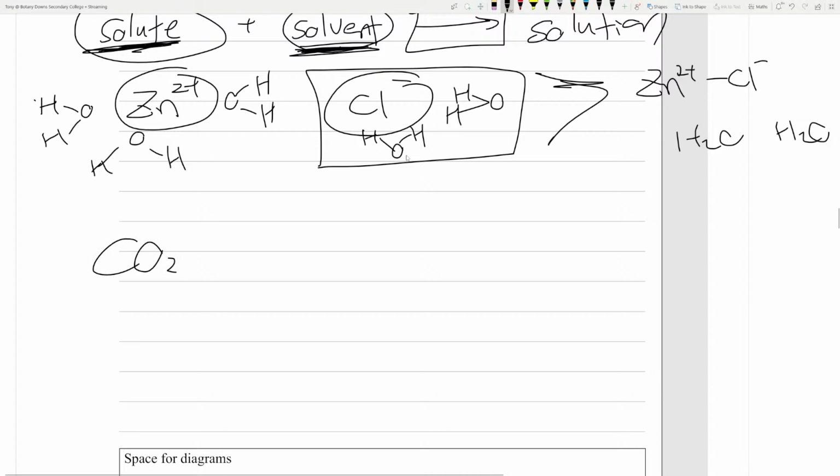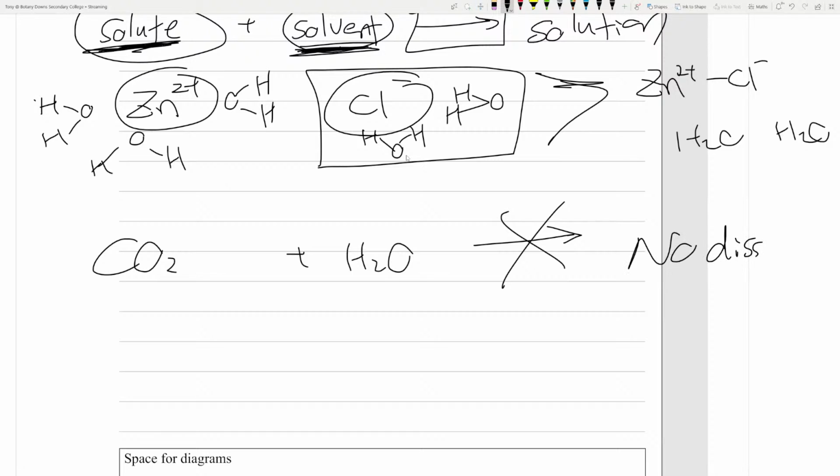So why doesn't CO2 dissolve in water? If you have CO2, you mix it in water, why does that not dissolve? No dissolving. You can talk about the polarity here. You can talk about this being polar. You can talk about this being non-polar.